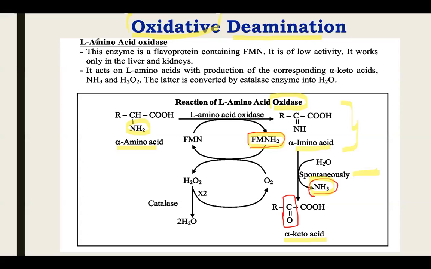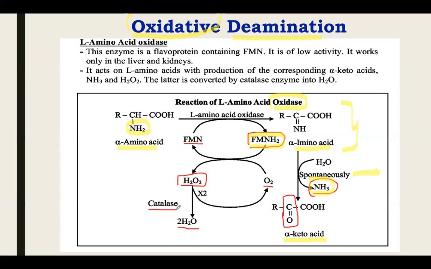This enzyme is termed amino acid oxidase. This oxidase needs riboflavin, FMN. Riboflavin is vitamin B2. It accepts hydrogen. The hydrogen will meet oxygen to form peroxide, hydrogen peroxide, H2O2. Hydrogen peroxide is converted into water by an enzyme called catalase.